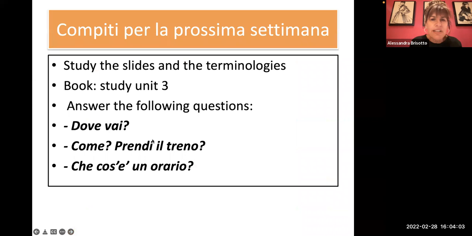So these are your homework. You have to study Unit 3 and answer the question: dove vai? Vado a Milano, vado a Roma, vado a San Francisco. Come? Prendo il treno, prendo l'aereo, prendo l'autobus. And now you know che cos'è un orario. Un orario is a schedule, okay?